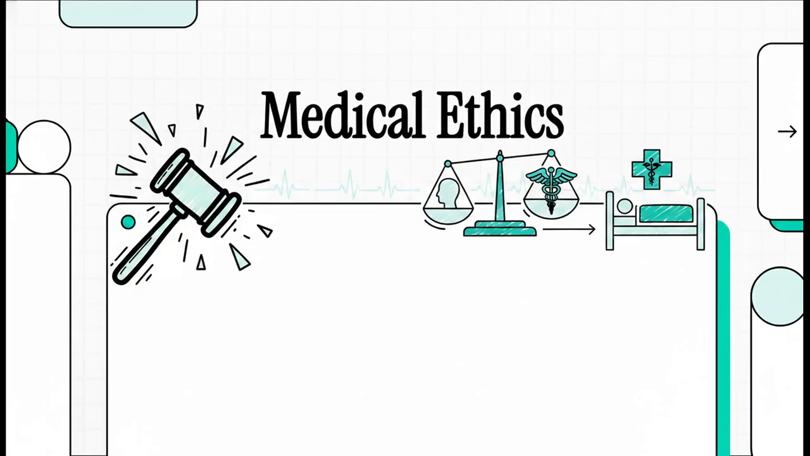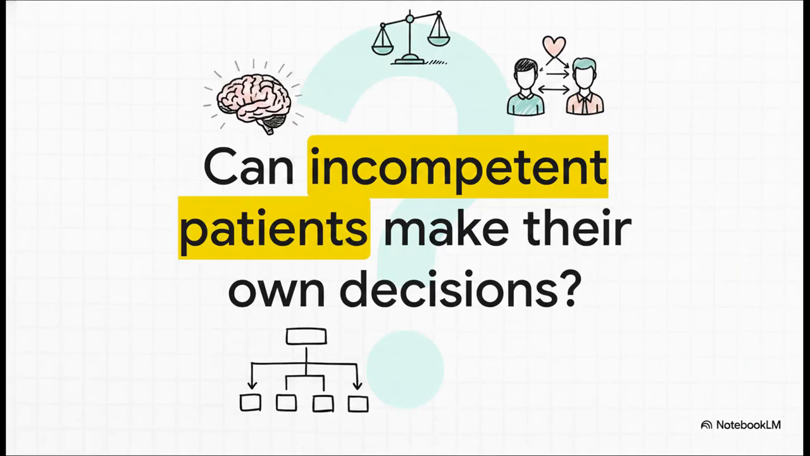This isn't just abstract philosophy, these are the actual frameworks used every single day to make literal life or death decisions. So let me start by throwing a pretty provocative question your way. Can a legally incompetent patient make their own medical decisions? Your immediate instinct might be to just say, well, no, of course not. But the truth is actually a lot more complex than that. And understanding why gets to the very heart of who holds the ultimate authority over a patient's body.